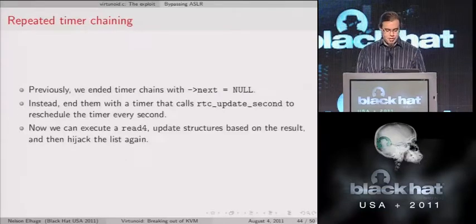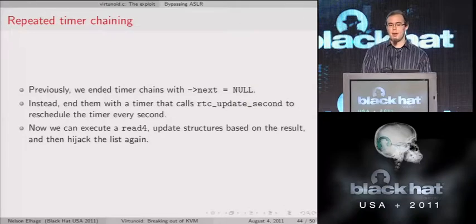The one other detail that we need here is now, instead of constructing a single timer chain and jumping to it, we're actually going to do that multiple times. And the way we're going to do that is, previously I showed that the timer chain that I constructed ended with arrow next equals null. So just basically, this is the end of the timer chain, stop here.